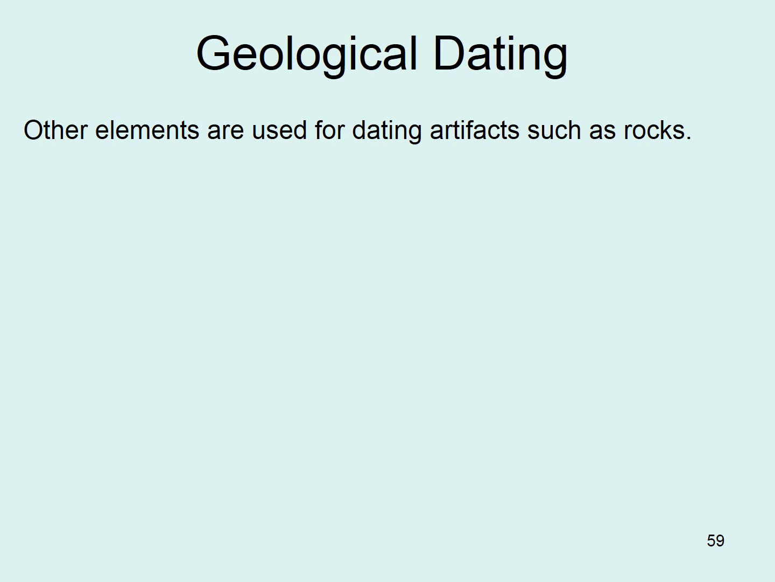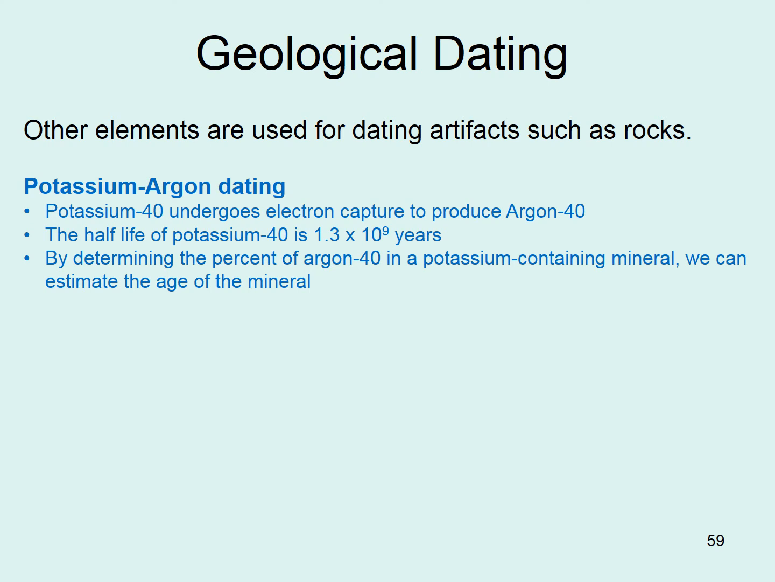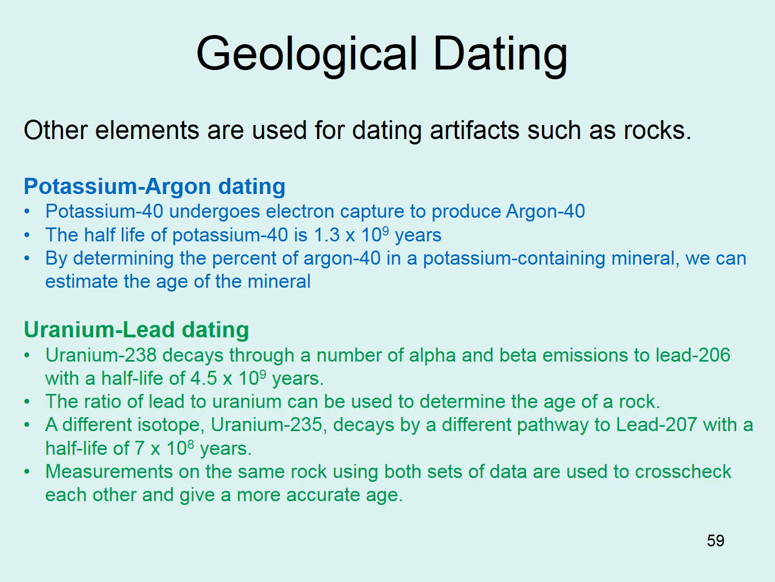In a similar way, other elements are used for dating other artifacts such as rocks. So we can use potassium-argon dating. Potassium-40 undergoes electron capture to produce argon-40, and the half-life of potassium-40 is about 1 billion years. If you determine the percent of argon-40 in a potassium-containing mineral, we can estimate the age of the mineral. The argon isn't there to start with, but after time, the potassium-40 undergoes this process, and if we can find out how much argon is present, then we can look at the ratios.